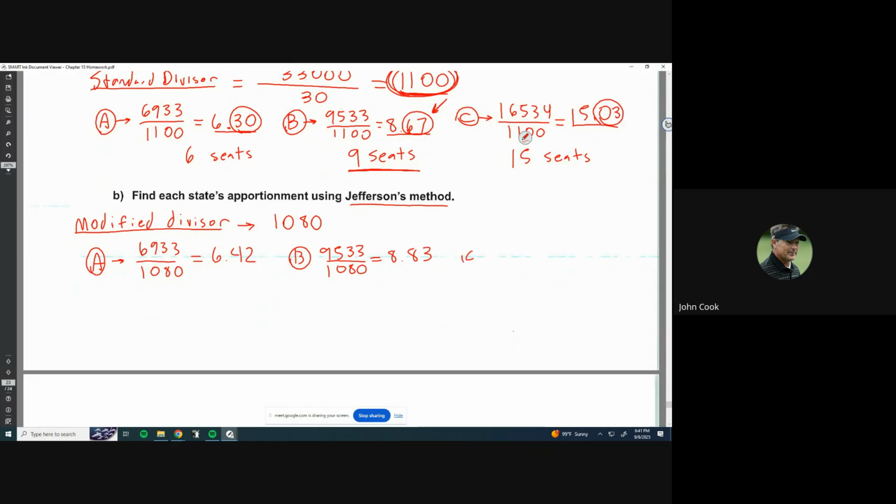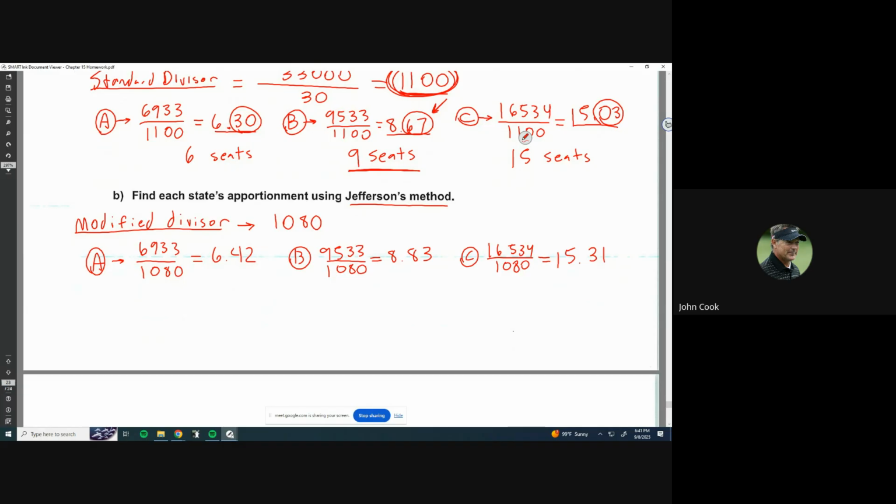And then for state C, that was 16,534. If I divide that by 1080, let's see what we end up with. 16,534 divided by 1080 gives me 15.309259, and so on. So if I cut it off at 2 decimal places, since that's more than 5, I'm going to add 1 onto this number at the very end. So if I add 1 onto 0, I get a 1. Okay, so these are my quotas.